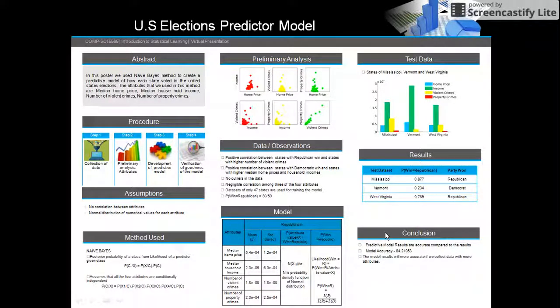Coming to the conclusion, these model results are accurate compared to the real results. Also, the accuracy is 84.21%. We can say that the model results will be more accurate if there are more attributes.